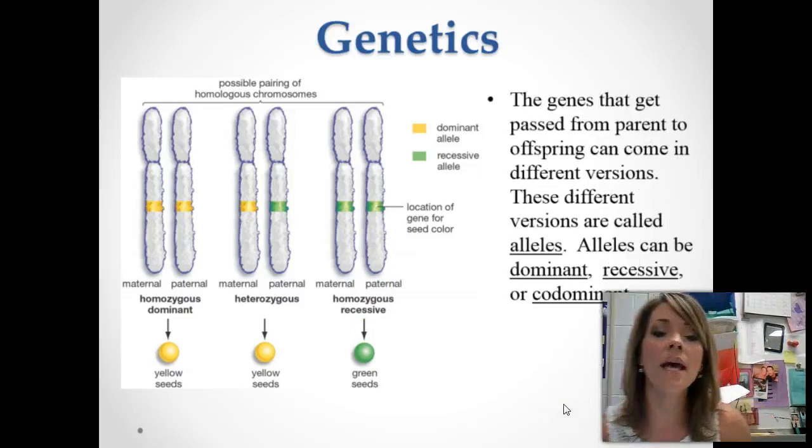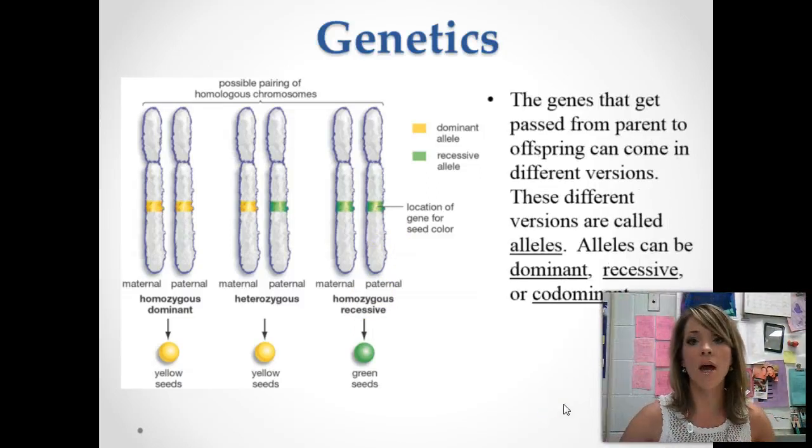Now, the genes that get passed from parent to offspring can come in different versions. So it doesn't mean you always get the exact same set of information from your mom and from your dad. That's the same trait that it's the information for, but you can get different versions of those. And those different versions are known as alleles. And alleles can come in three basic types. The basic ones, we're just trying to keep it simple, are dominant, recessive, and codominant.